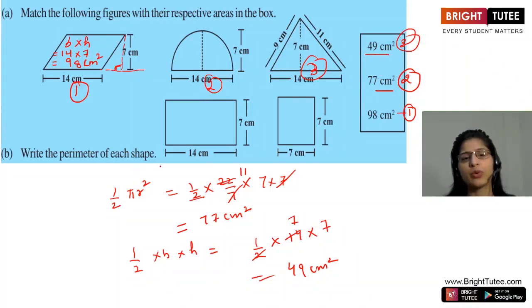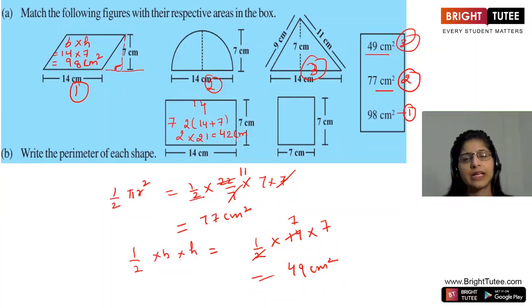In the second, we have to write the perimeter of each shape. So if this is 14, this is going to be 14, this is 7, this is going to be 7. The perimeter is the sum of all the sides. Also we can apply the formula 2 times length, that is 14, plus breadth, that is 7. Right? So 14 plus 7 is 21 and 21 into 2 is 42. So 42 centimeter is the perimeter of this shape, a rectangle.